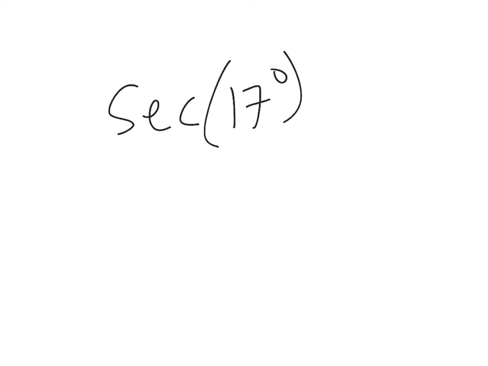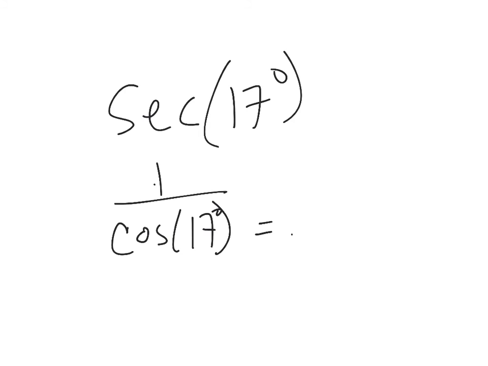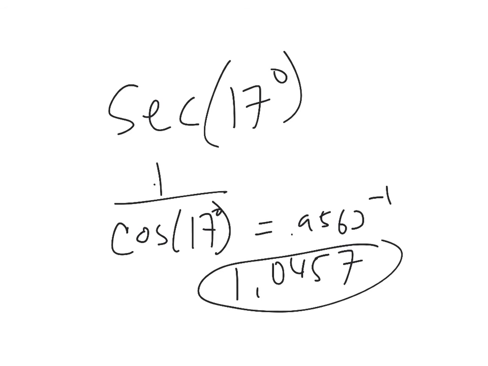But before we were able to do that, and honestly, I hope you could think this through. Isn't secant the reciprocal of cosine? So I could find the cosine of 17 degrees and then just take the reciprocal of it. So on my calculator, I'm going to just do cosine of 17. And that's giving me 0.9563. And then I'm going to hit the x to the negative 1 key. That takes the reciprocal. So that gives me 1.0457, right? So that's that.